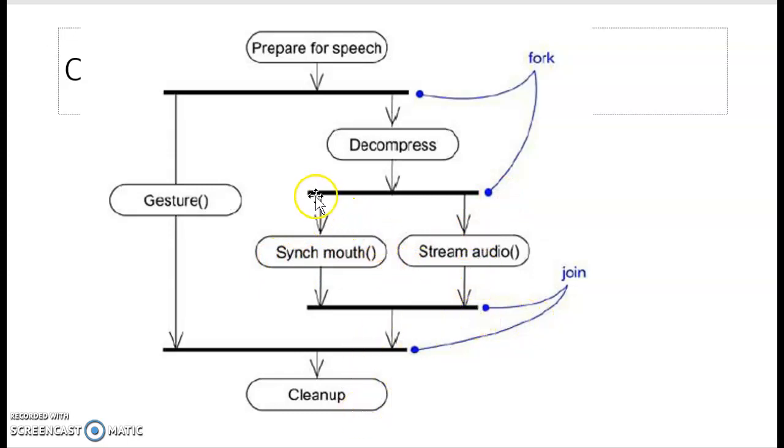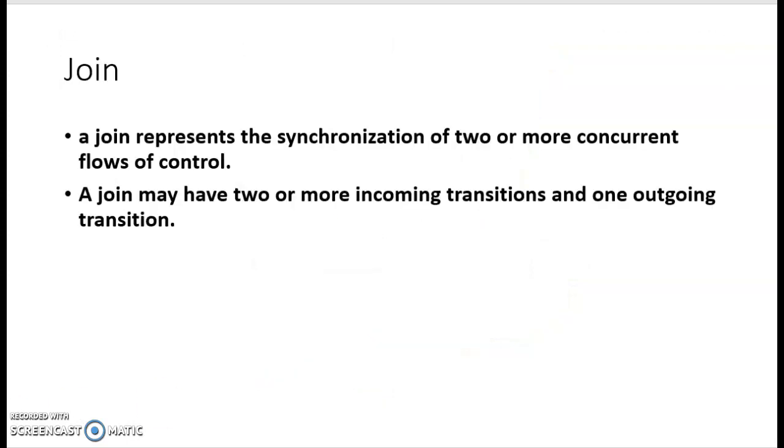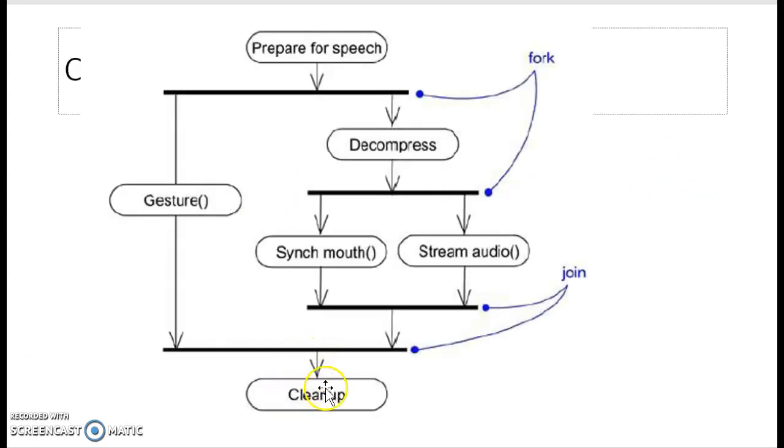And then after the branching is completed, we have the join activity, in which the two methods are joined by concurrent joins into one activity. Two activities are being joined into one activity in this case. This is called a join: synchronization of two or more concurrent flows. So two or more incoming transitions and one outgoing transition. Here one outgoing transition is there from the two flows from sync mouth and stream audio.